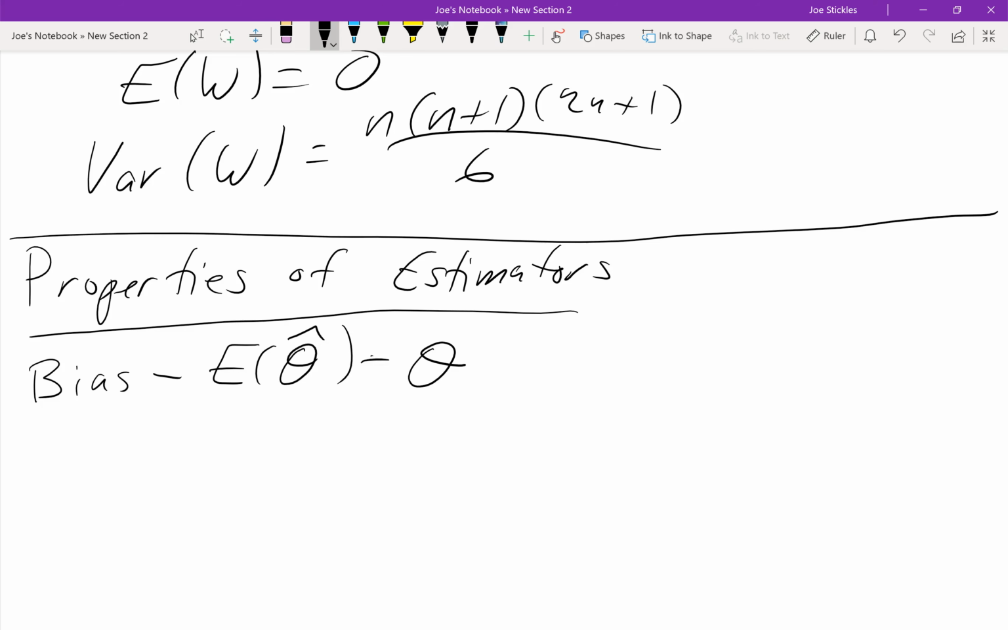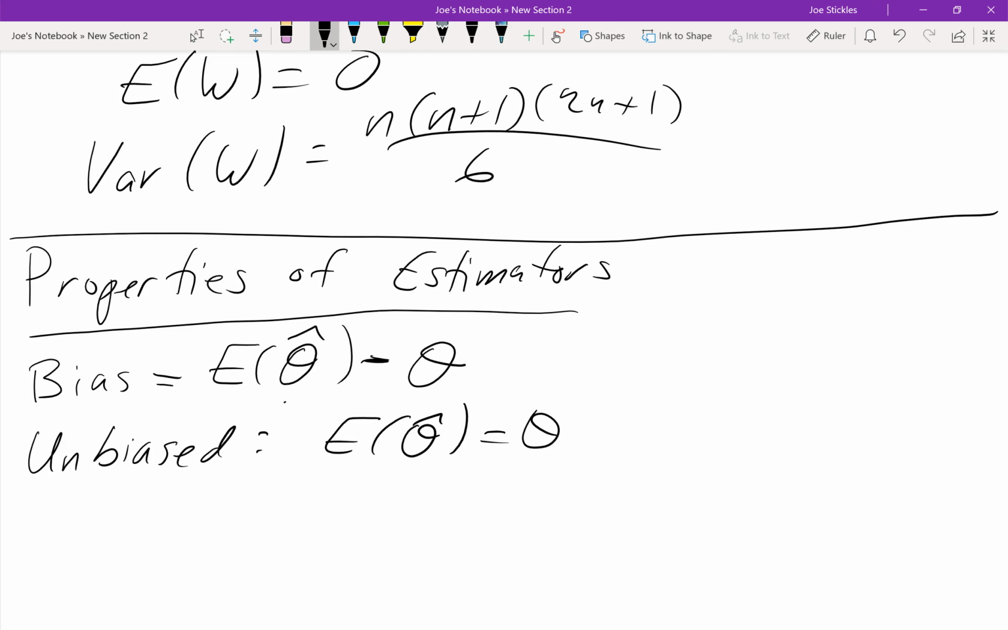So the bias of an estimator is the difference of the expected value of your estimator minus the true value. So an unbiased estimator would mean that the expected value of the estimator is equal to theta. If I give you an estimator, you should be able to tell me whether it is biased or unbiased, basically by taking its expected value and telling me if it equals the value you're looking for.